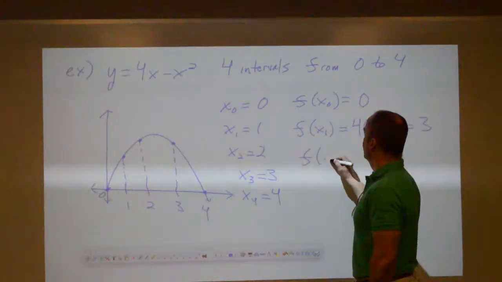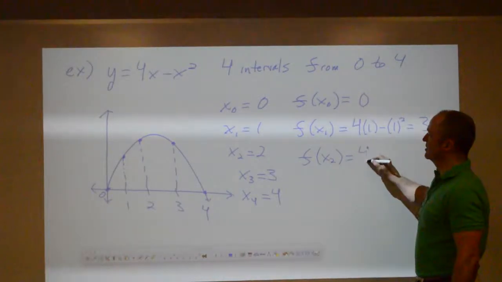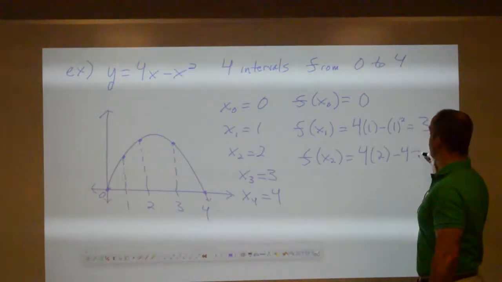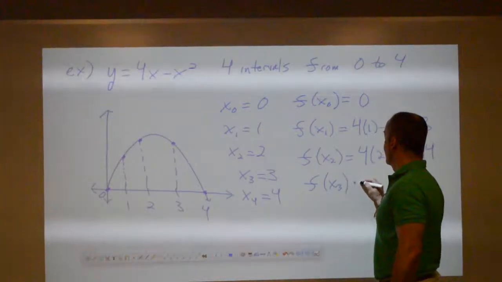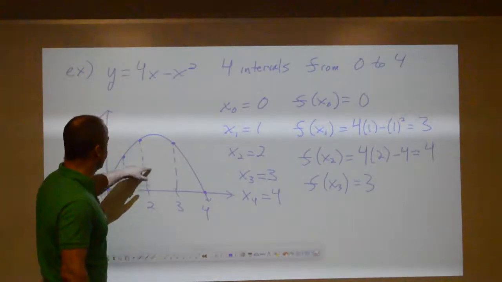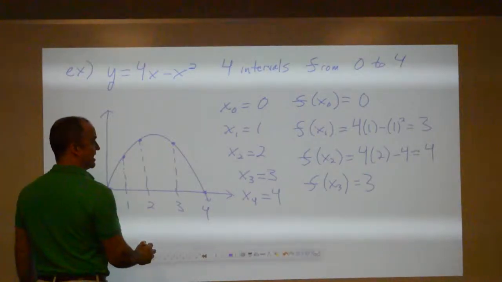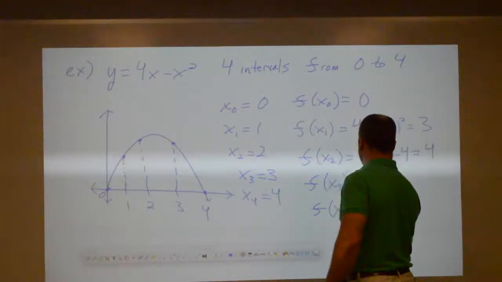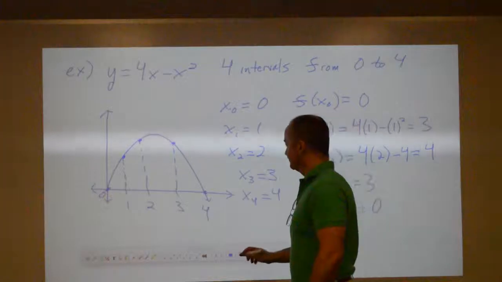What's f of x sub 2? 4. I think you're right, because that's 4 times 2 minus 4, because that's 2 squared, so that's 4. F of x sub 3? 3. If you remember from Monday, or if you just happen to know this one, God, my drawing's terrible. That's supposed to be the vertex. Yeah, x sub 2 is the vertex, it's symmetrical, so 3 is going to be the same as 1. And what's f of x sub 4 going to be? 0. 0, yep.